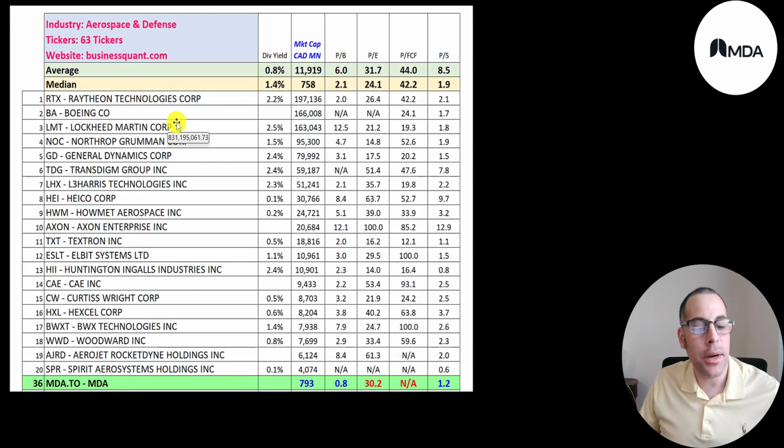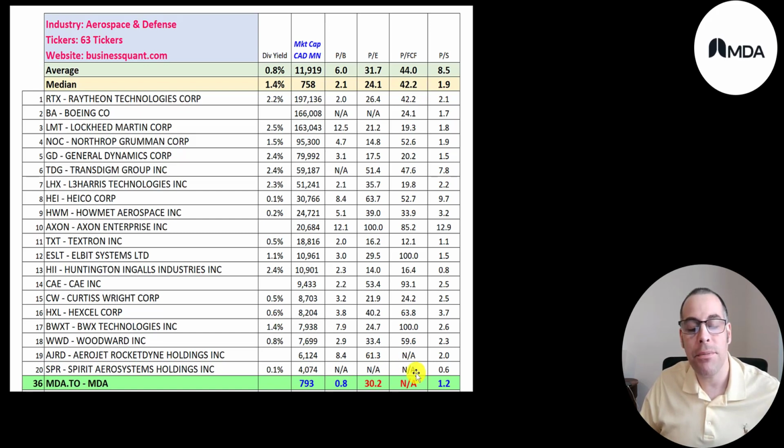There are 63 companies in the same industry as MDA, and MDA doesn't pay a dividend, of course. They rank 36th in market cap of the 63 companies. The average market cap is 12 billion Canadian dollars. The median is 758 million. They're a little above the median. They have a really good price to book. Their PE is between the median and average.